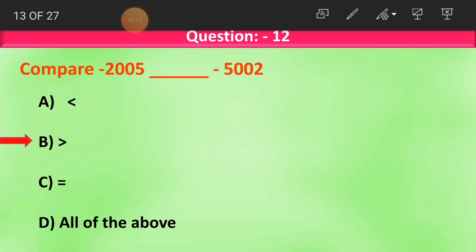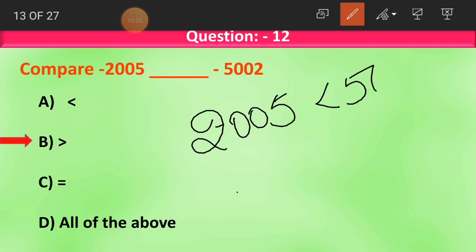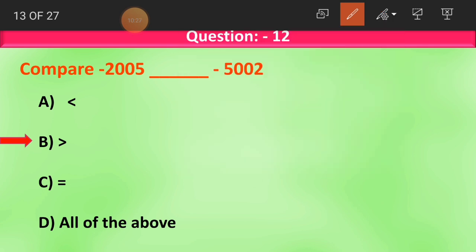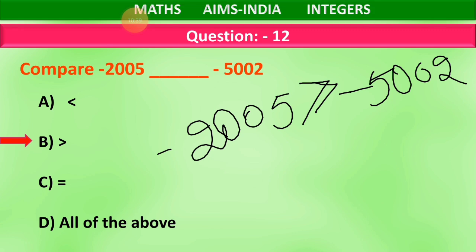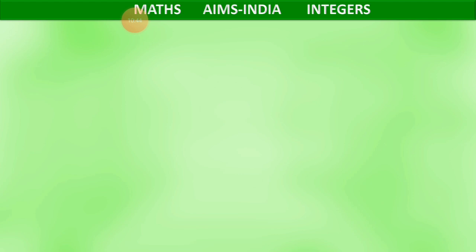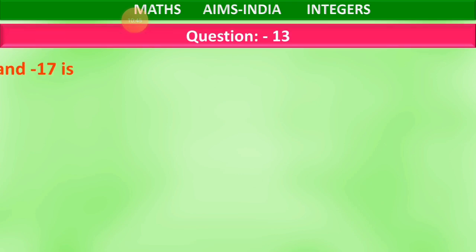As I said, the case of negative integers is the reverse of positive integers. In the case of positive integers, 2005 is less than 5002, right? But when it comes to negative integers, minus 2005 becomes greater than minus 5002. See, the symbol will get reversed. Minus 2005 will become the bigger number and minus 5002 will become the smaller number. Next is question number 13.